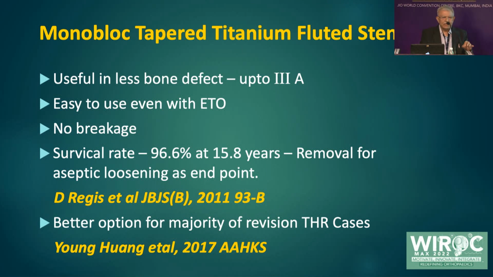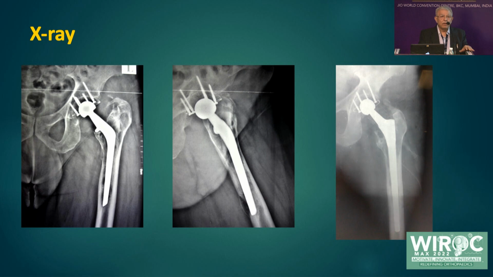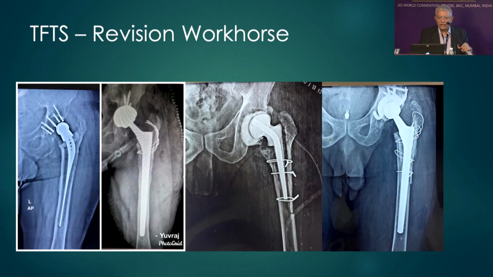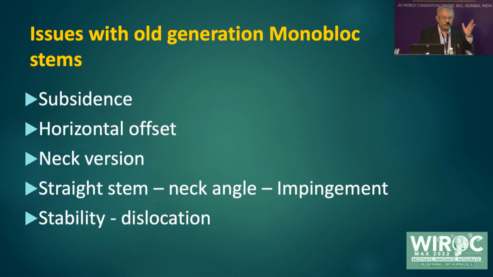And we all know that various papers have been published on the monoblock tapered titanium fluted stem, useful in the majority of defects up to 3A. And there is not a single stem breakage reported so far in the English literature for the Wagner type of stem. We all know that it is indicated in a wide range, like aseptic loosening in this case, or an infected case where you have removed the spacer and put this type of tapered fluted stem. It's a workhorse, we all know.